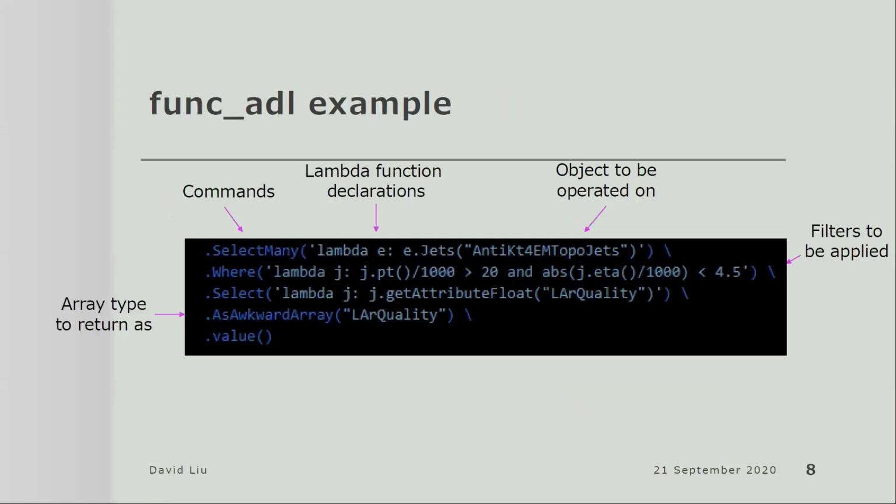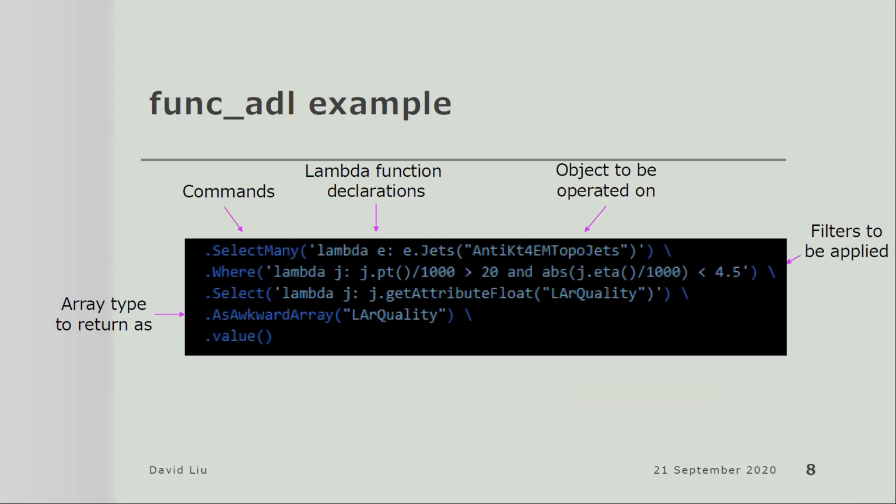So here's an example of FuncADL code actually. I mentioned this is the language that users are able to use to specify what part of the data set they would like to work with. And so in this simple example, this one is designed to allow the user to pull this quantity, LAR quality, from an XAOD file.